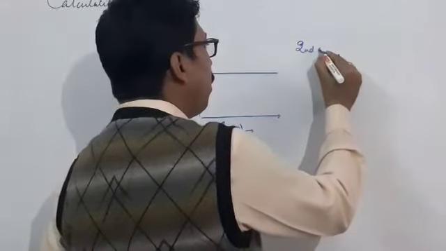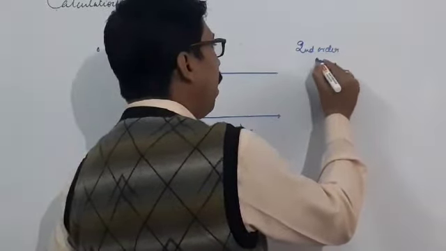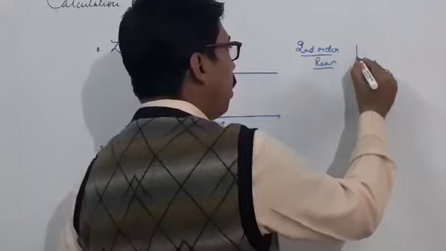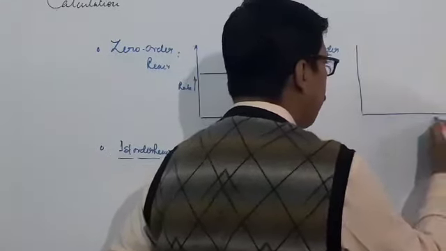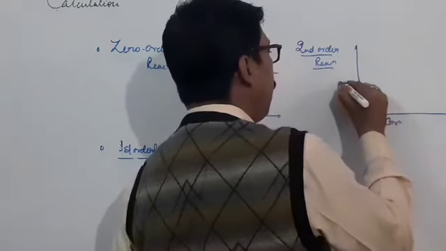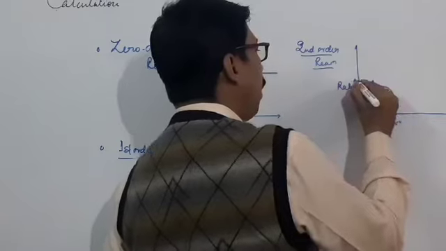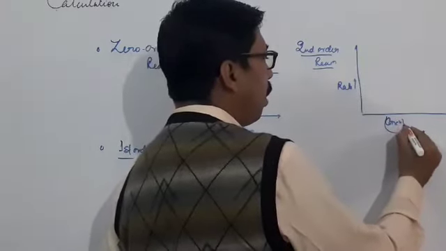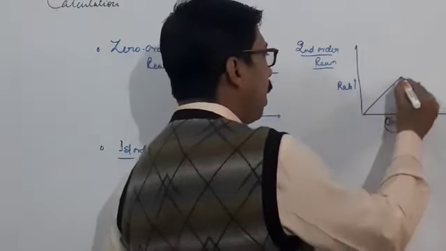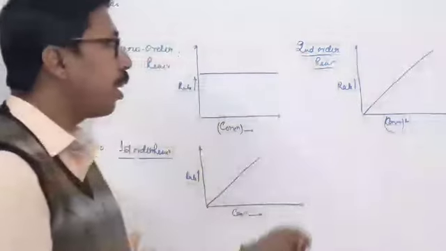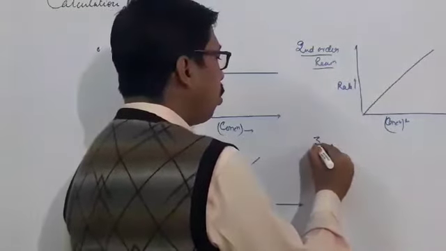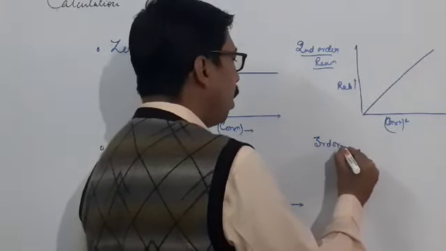Similarly, second order reaction. If we draw a graph like this with respect to concentration and rate of reaction, for a second order reaction it will be concentration squared, and this type of graph simply indicates that the nature of the reaction is second order, and so on for third order.